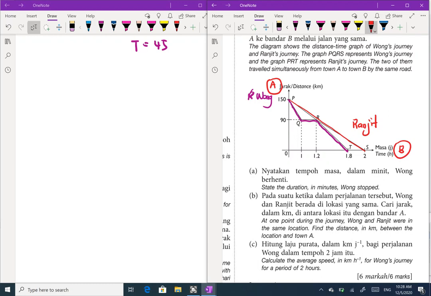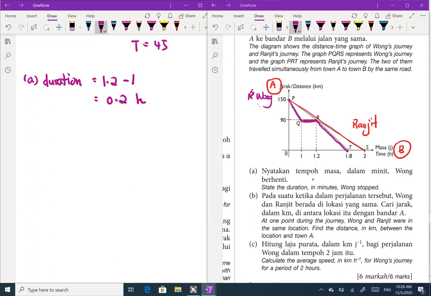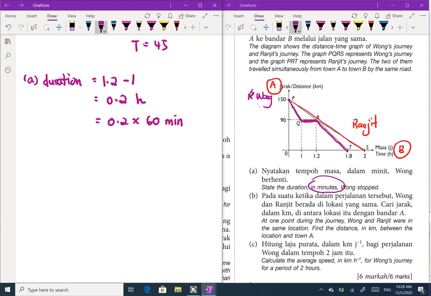State the duration in minutes Wang stops. Wang stops, so it's the horizontal line. So it's this line. So this line is a duration. The duration is 1.2 minus 1 equal to 0.2 hours. But the question requests minutes, so you need 0.2 times 60 minutes. So you will get 12 minutes.